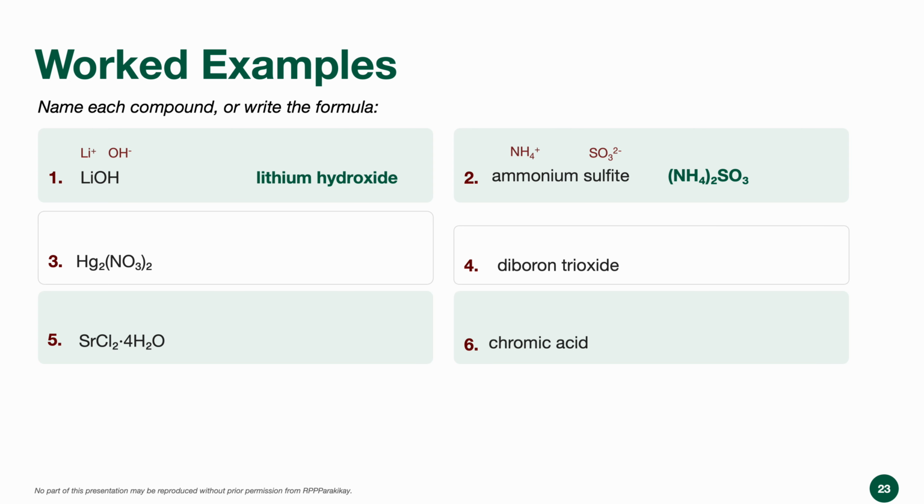Number 3, we have Hg2(NO3)2. For this compound, again, it is an ionic compound made up of mercury, which is a transition metal, and nitrate, a polyatomic anion. So the cation will be Hg2 2+, and the anion will be NO3 minus. And again, recall in Hg2 2+, even though it's a +2 charge overall, this is mercury(I). So the name will be mercury(I) nitrate, or using the old system, it's mercurous nitrate.